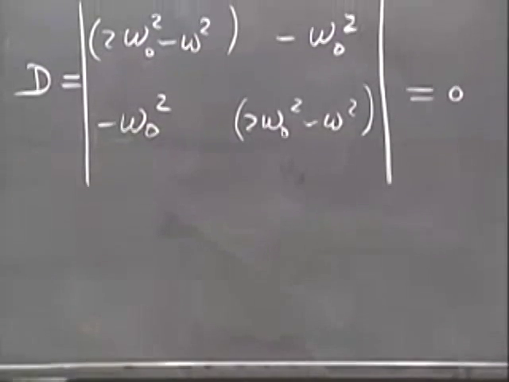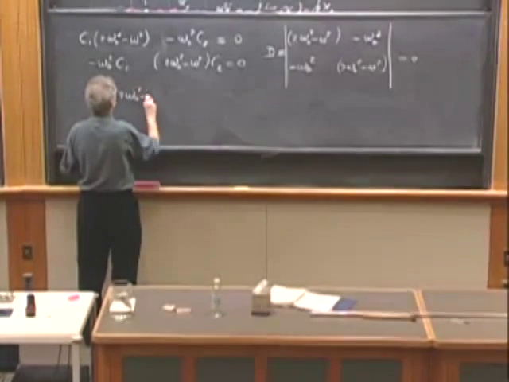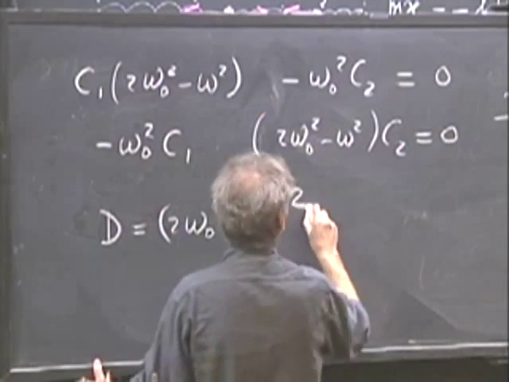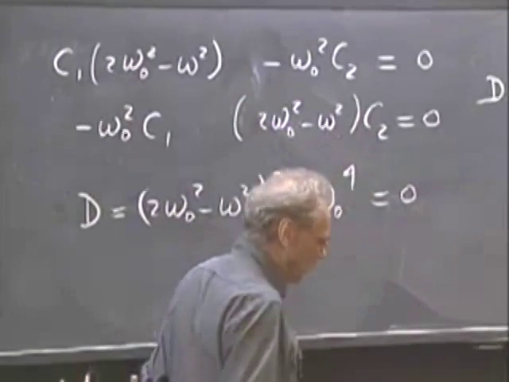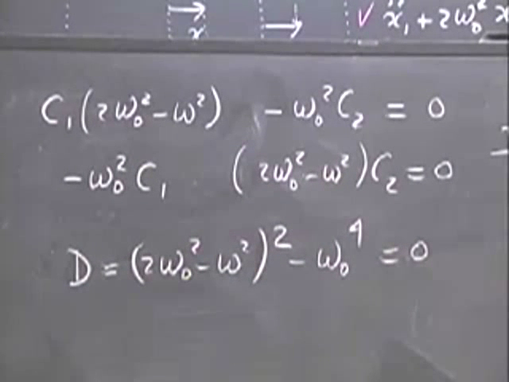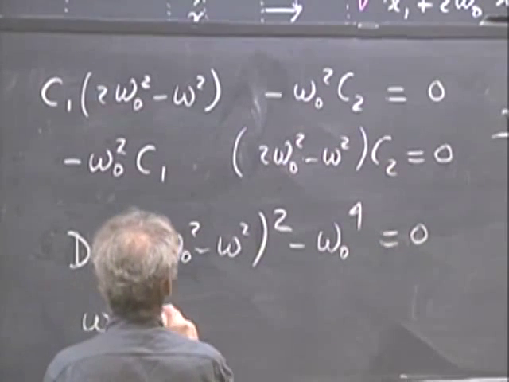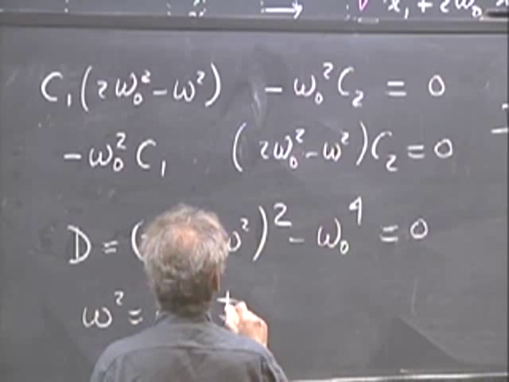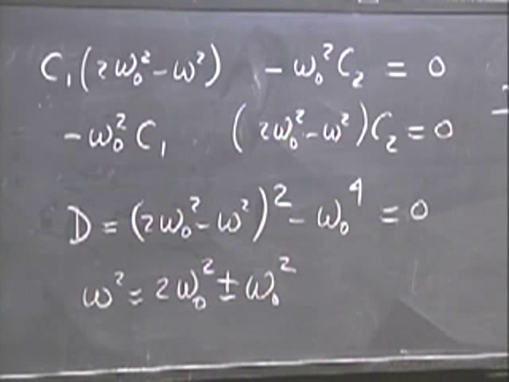And so that means that D, which now becomes 2 omega 0 squared minus omega squared, squared, minus omega 0 to the fourth, you have to make that 0. And when you do that, you find two values for omega. You find that omega squared is 2 omega 0 squared plus or minus omega 0 squared. Those are the two solutions. And when we evaluate those two solutions, you find a result which is so embarrassingly simple that you could almost have said that without any work. Almost.